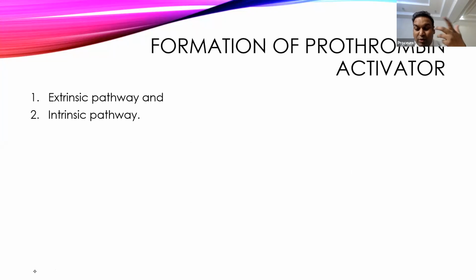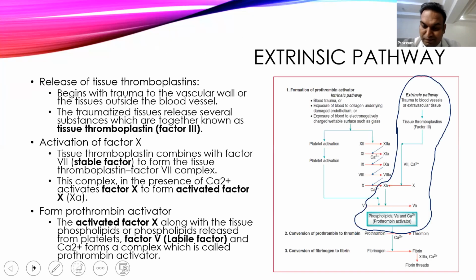So formation of the prothrombin activator occurs in two different ways, called the extrinsic pathway and the intrinsic pathway. Let's talk about the extrinsic pathway. Here the source of the stimulus is outside the blood. That's why the name extrinsic pathway is given.